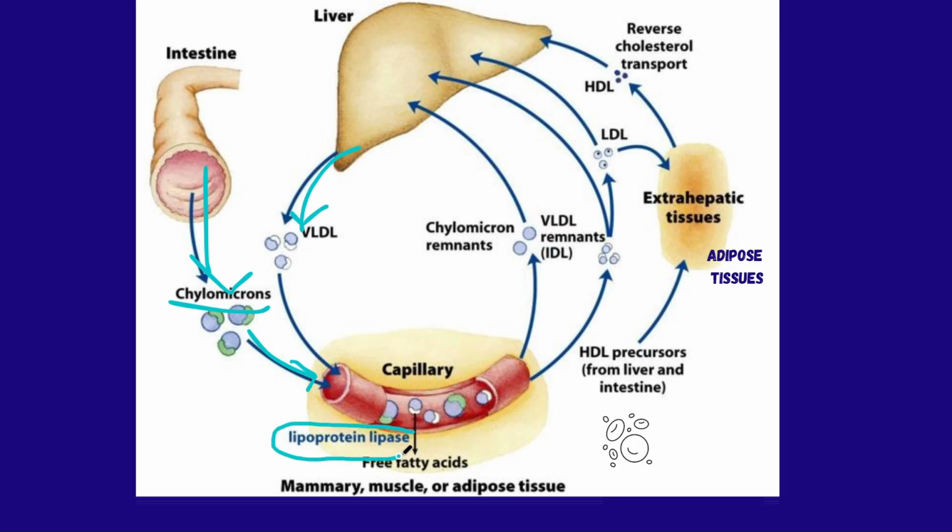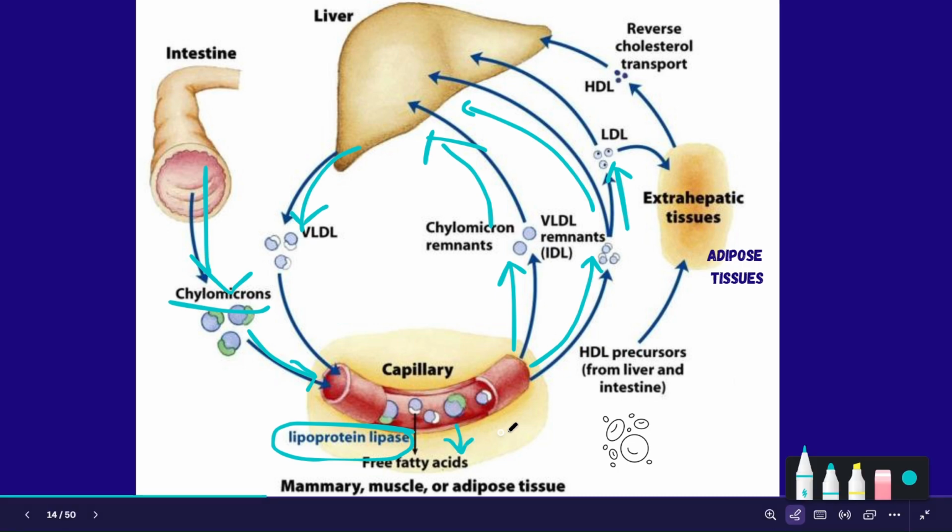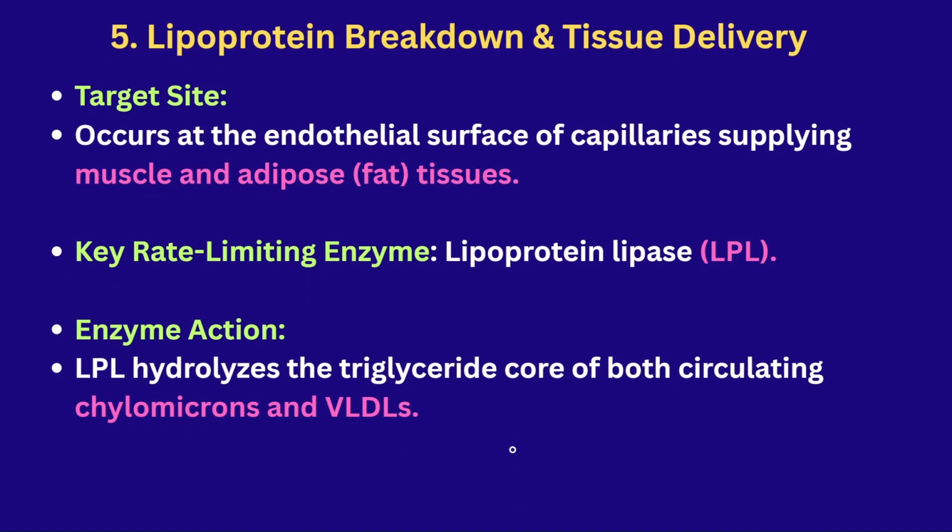The VLDL and the chylomicrons are broken down by the enzymes. There will be remaining components. They again reach back to the liver. The VLDL remaining components will reach back to the liver, or they will transform into the LDL, and after the breakdown we will get the final product called free fatty acids. After the breakdown of chylomicrons and VLDL, we will get the free fatty acids as a final product. After the free fatty acid formation in the blood, they are stored in the muscles, adipose tissues or mammary glands. This is the general explanation.